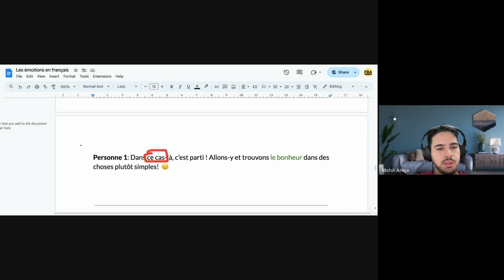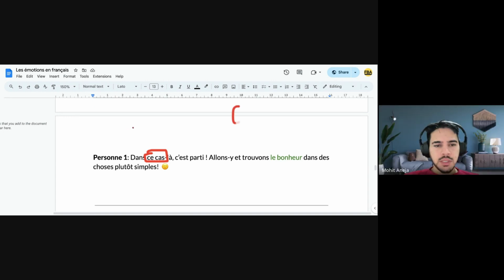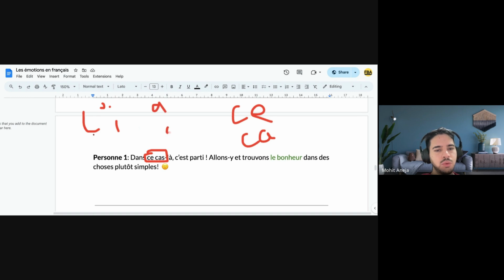Very good. Can you now say these two words? C'est ça. What's the pronunciation of ce? C'est ça. Yes, that's correct. But what's the pronunciation of ça? Ka. Yes. So you remember we did E and I separately, and then A, O, and U separately. This is the same thing.